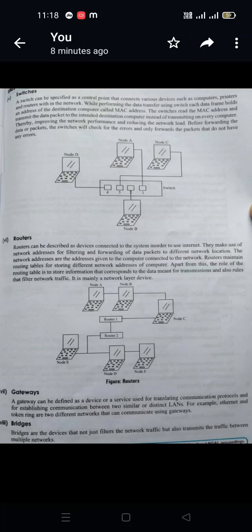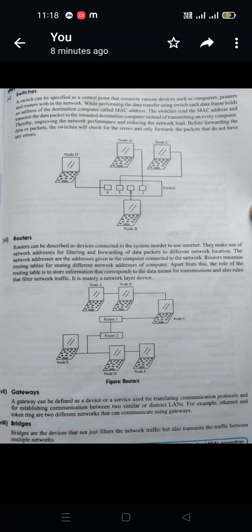Routers can be described as devices connected to the system in order to use the internet. In networking we learn about the local area network, which I already explained in the previous classes. If two networks are different, they make use of network addresses for filtering and forwarding data packets to a different network location. One may be a LAN and another a metropolitan area network. At that time we need to use routers to use the internet.